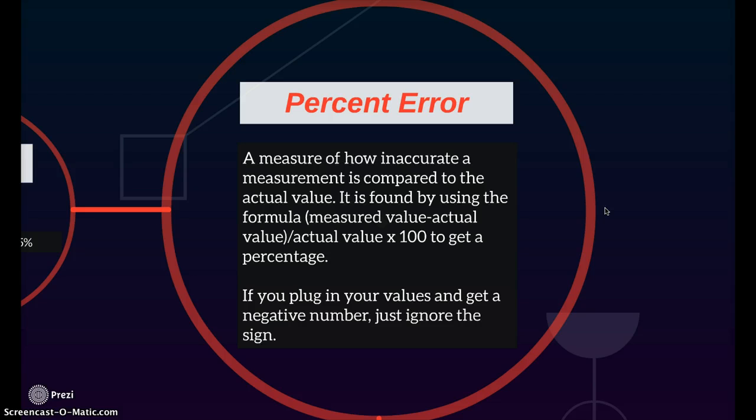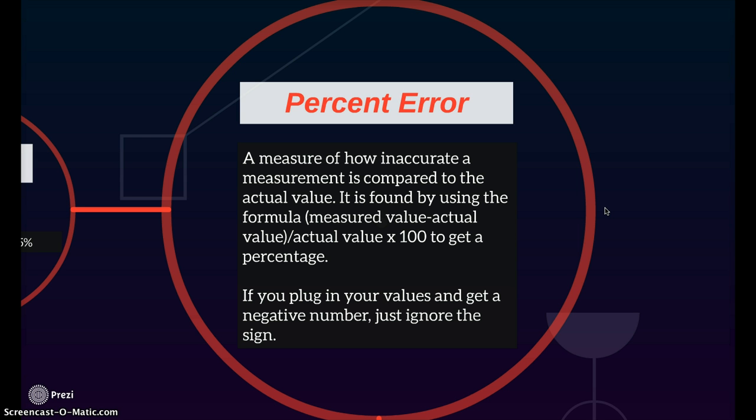The definition of percent error is a measure of how inaccurate a measurement is compared to its actual value. For example, if you're conducting a lab or experiment and you're trying to see how close to an actual value you get, you plug it into a formula. You take your measured value minus your actual value all over your actual value. This will give you a decimal, and you take this decimal and you multiply it by 100 to get to a percentage. This percentage is your percent error.